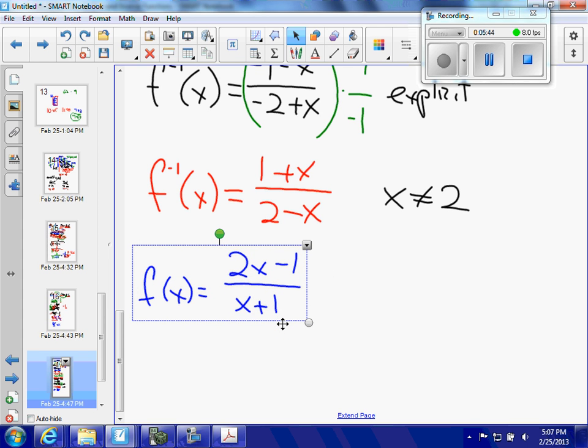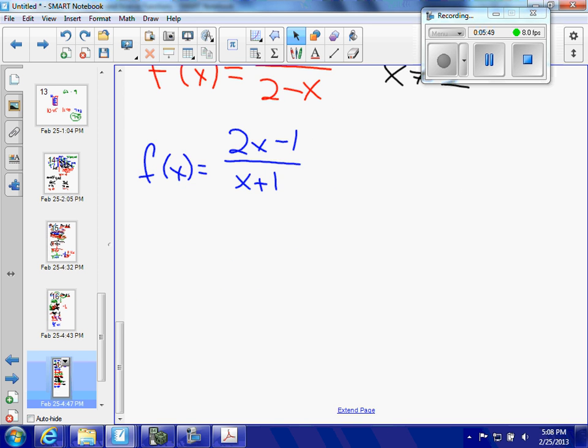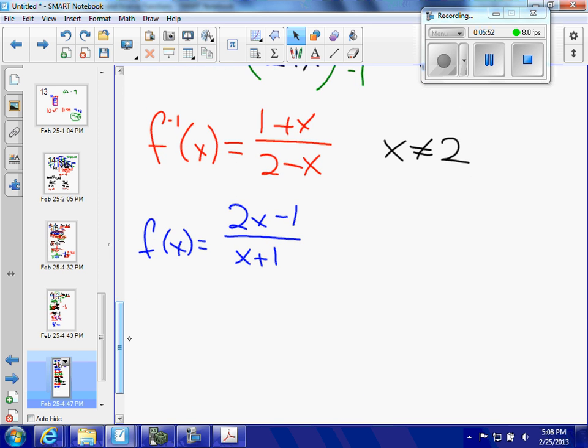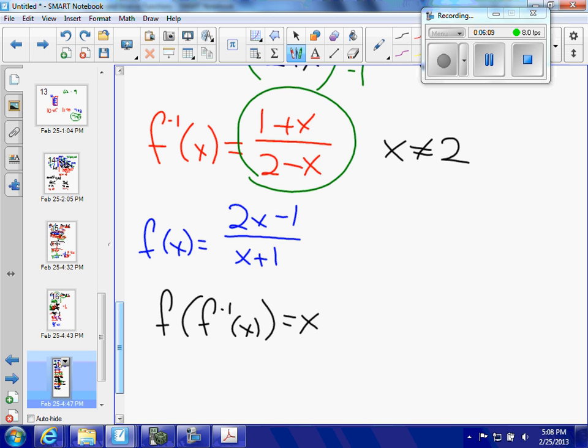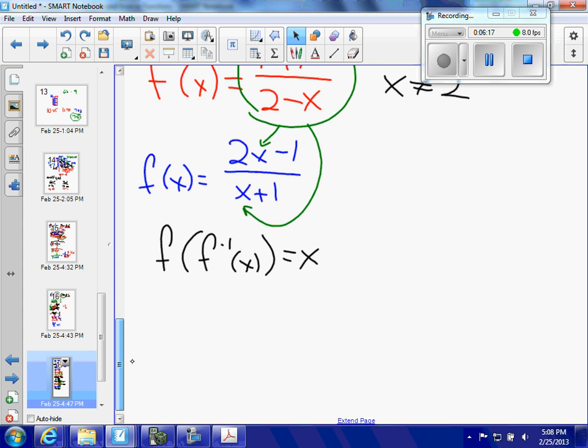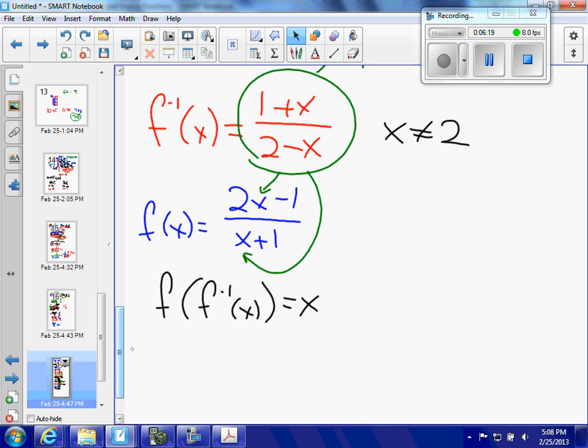And I'm going to verify that, in fact, this is the inverse. I'm going to do that by finding out if f of f minus 1 of x is equal to x. So let's do that. I'm going to take my f minus 1 of x, this whole term right here, and every time I see x in f of x, I'm going to plug it in. Let's make sure I can do that.